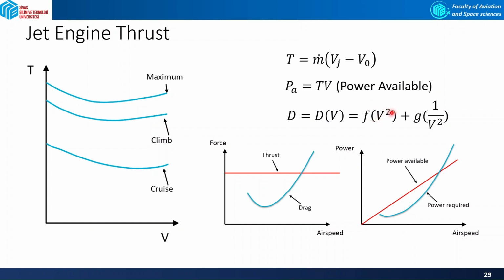We have v squared in the drag force, but drag times one velocity more will be v cubed, so v to the power of 3, and this is actually the power required. The function resembles the power required.